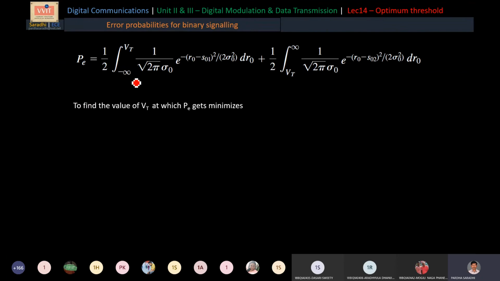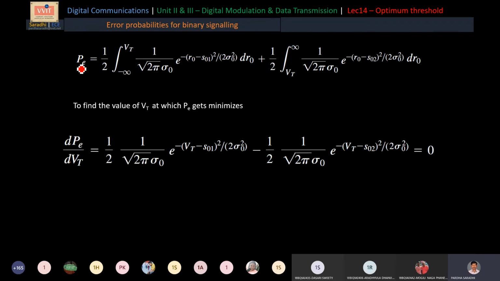You know, in basic mathematics, if you want to find the minimum or maximum, that particular function has to be differentiated with the particular variable and equated to 0. Same thing we will be doing here also. To find the value of Vt at which PE gets minimized, differentiate it with respect to that Vt. Okay, so this is the expression.